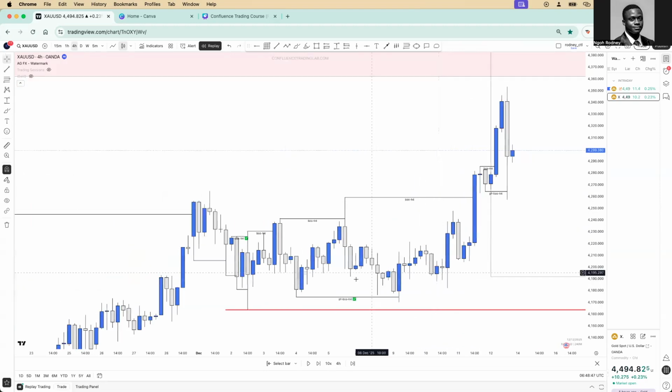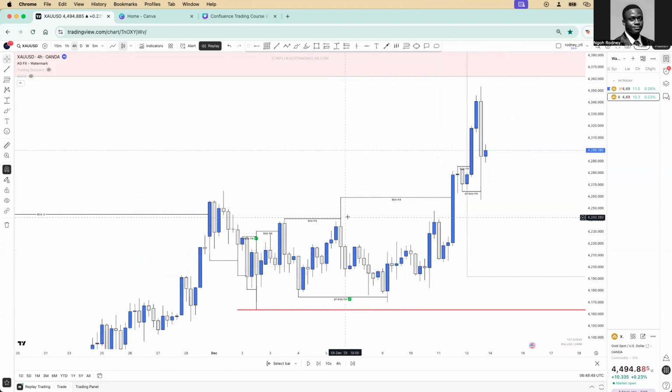So you see, for me, I take the structure based on the opposing candle. If we are going up like this move, the candle that comes down is what we call the new higher low. Basically it's formed by this candle.